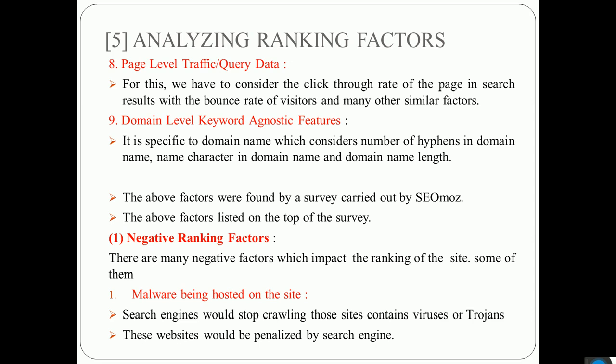Domain level keyword agnostic features. It is specific to a domain name, which considers the number of hyphens in the domain name, the characters, and the domain name length. So these are the points. Right now I will not clear your doubts because it's domain level work. In the next lectures I will give you examples of how the subdomain is working and how the domain is working. I will give you a practical example so you understand very well.